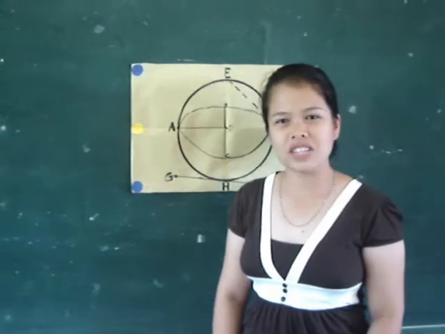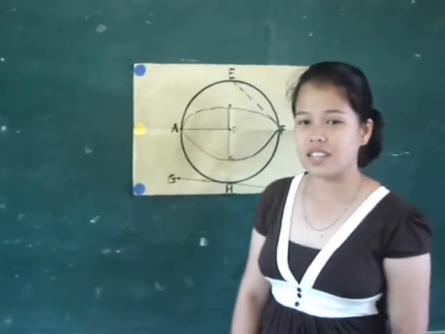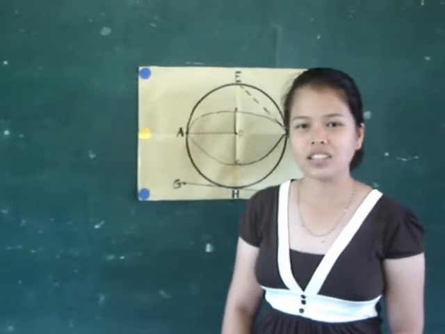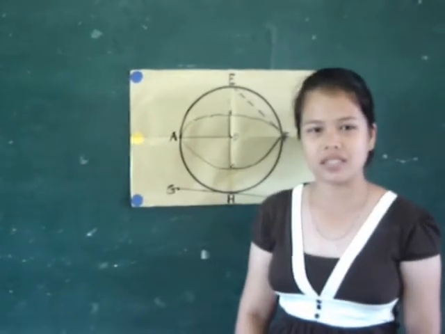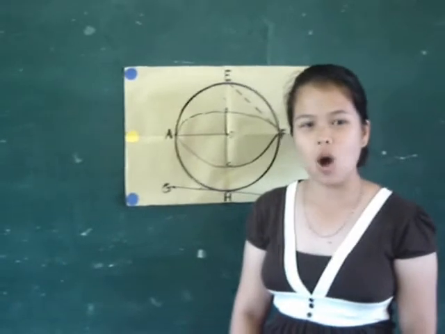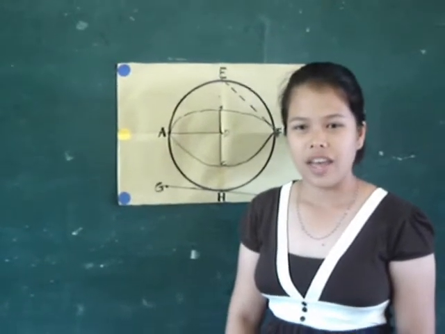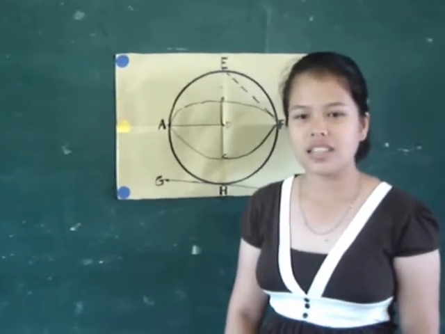What are the parts of a cylinder? The parts of a cylinder are lateral face, altitude, radius, and base. The radius of the base is also the radius of the cylinder, and the length of the altitude is the height of the cylinder.